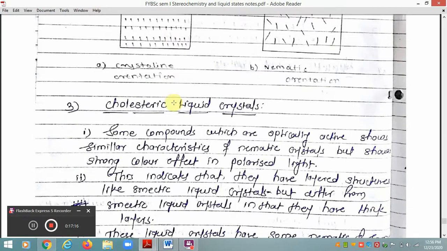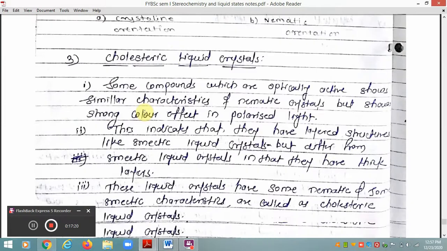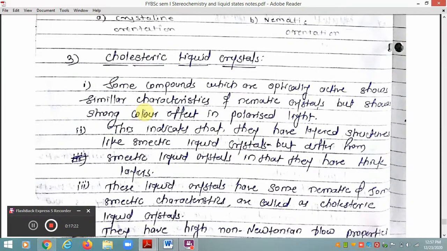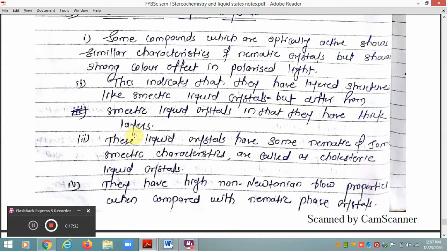The third type of liquid crystal is called a cholesteric liquid crystal. Some compounds which are optically active show similar characteristics to nematic liquid crystals, but show a strong colored effect in polarized light, and this indicates that they have a layered structure like smectic liquid crystals, but differ from smectic liquid crystals in that they have thick layers.